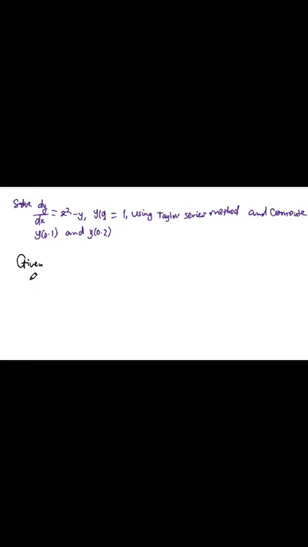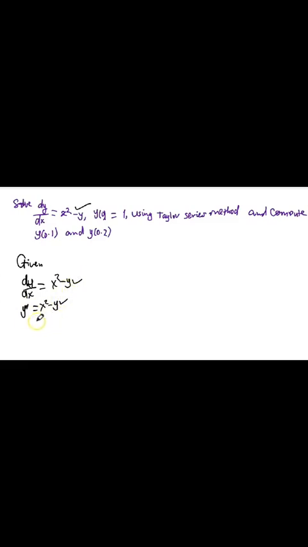So what is given is dy dx. So dy dx is x squared minus y. This is what is given in the equation. So we are using the Taylor series. So this dy dx can as well be written as y prime, because this shows you the first derivative. So y prime is x squared minus y. So these are the same thing.